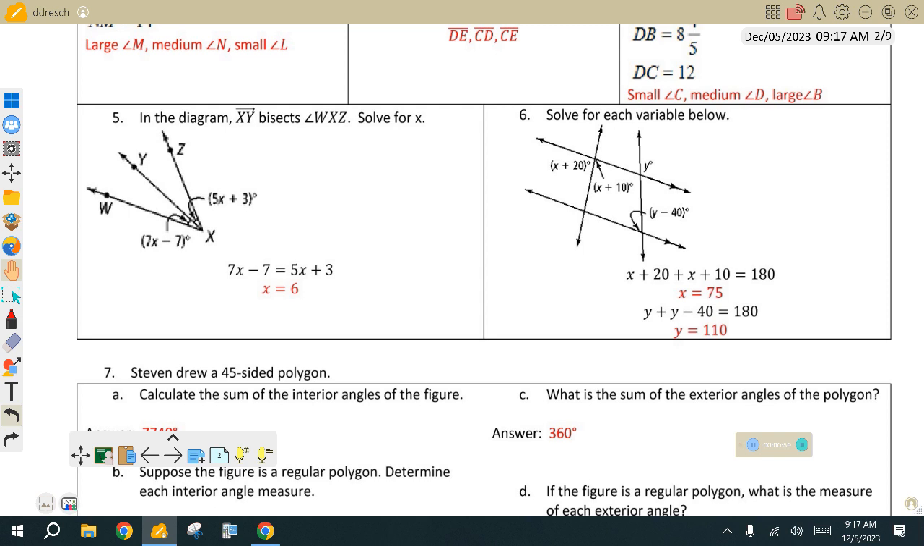So that's going to start off here, and then we can tell we made a typo. 7x, subtract that 5x is 2x. 7 plus 3 should be what? 10. And 10 divided by 2 is 5. X is not 6, but that should have been a 5 there.